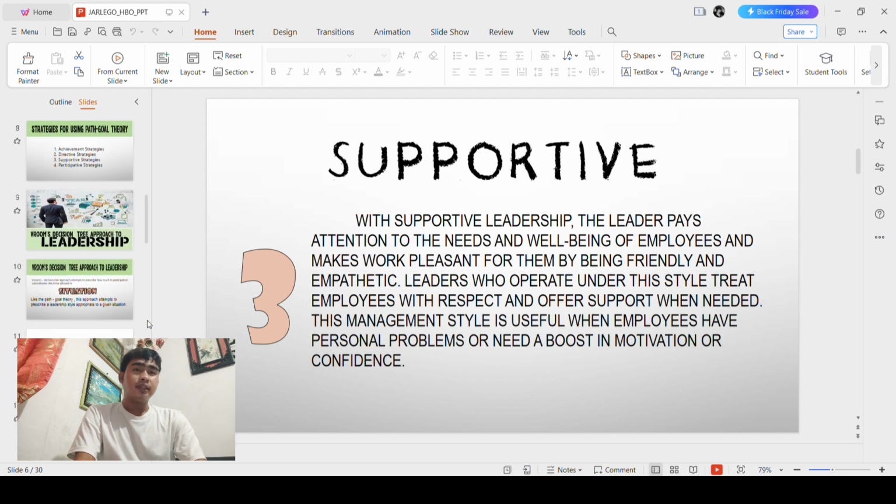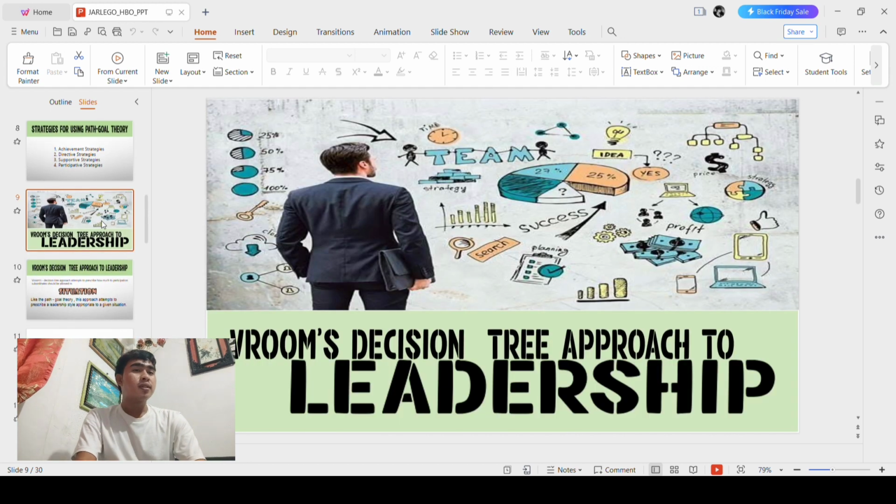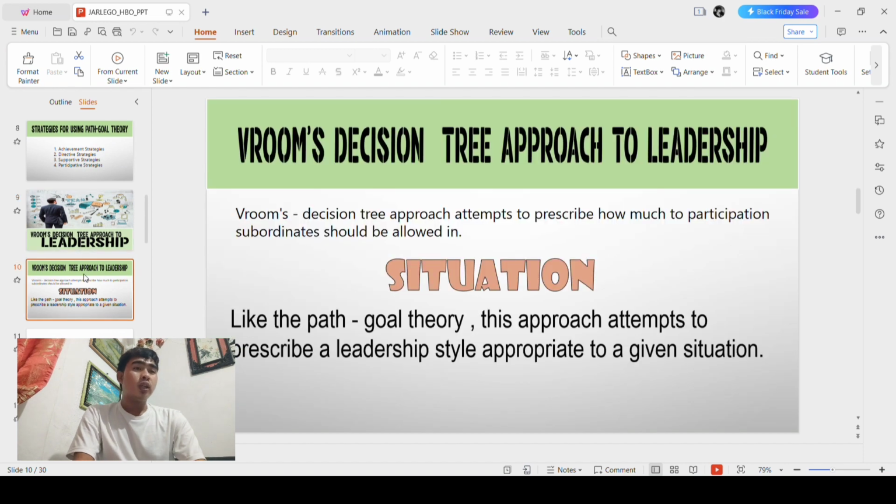So, next, we have the Vroom's decision tree approach to leadership. It attempts to prescribe how much participation subordinates should be allowed. It is also known as the Vroom-Yetton-Jago model, and it focuses on how leaders involve subordinates in decision making. It provides a systematic way for leaders to determine the appropriate level of participation in decision making based on the nature of the decision and its potential impact on the team.